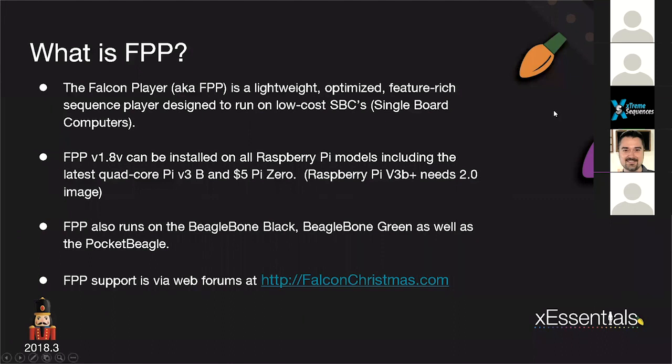Again, we talked about the Pi Player. It runs on Raspberry Pi or BeagleBone Black. FPP 1.8 can be installed on a Raspberry Pi. Includes the early Pi B, B+, V2, V3, and then the V3 B+. To use the V3 B+, you'll have to put 2.0 on it, the 2.0 image, because there's drivers on that image that are needed for the V3 B+. FPP also runs on, as I said before, BeagleBone Black, Green, and the new Pocket Beagle. FPP support can be found at the falconchristmas.com website.